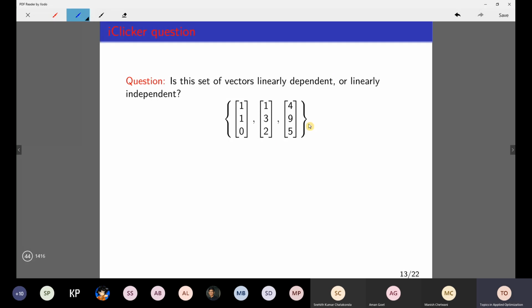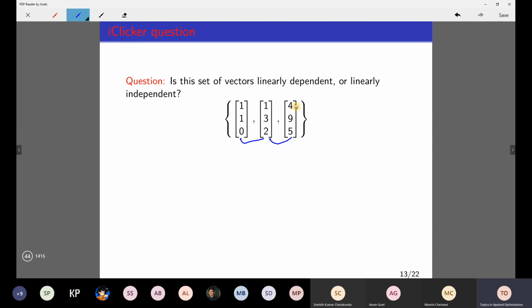Similarly, is this set of vectors linearly dependent or independent? In this case, we can look into the subset argument. Is this a multiple of this? Not really. Is this a multiple of this? Not really. So that argument, that subset is dependent, but still it could be dependent.